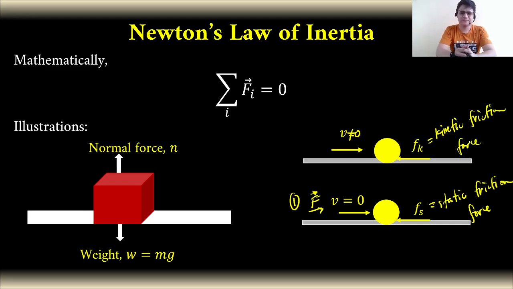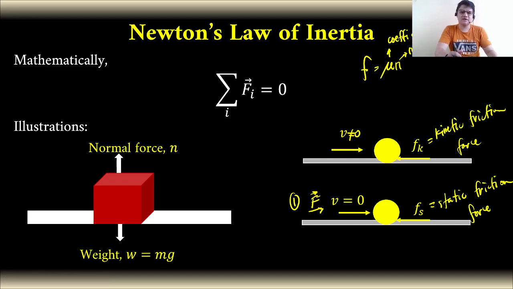In general, the friction force is given by F is equal to mu times N, where mu is the coefficient of friction, and N is, of course, the normal force. The coefficient of friction is a constant, and it depends on the surface. The rougher the surface, the greater the coefficient of friction.